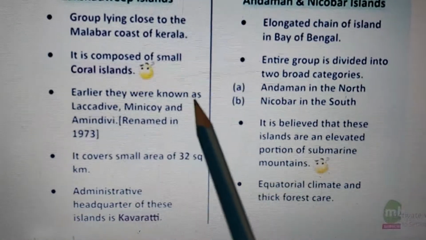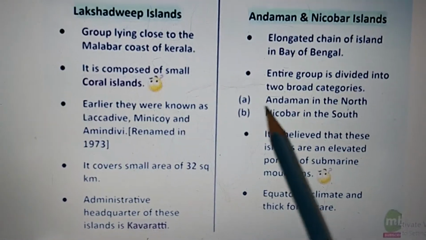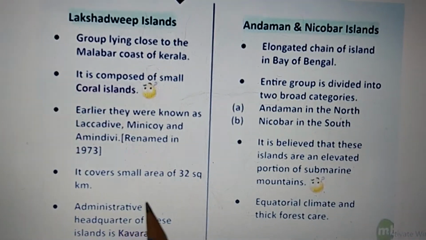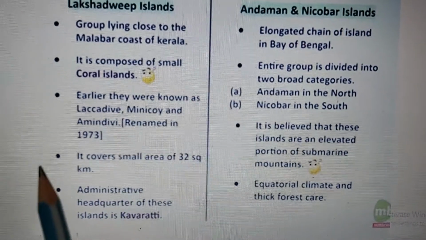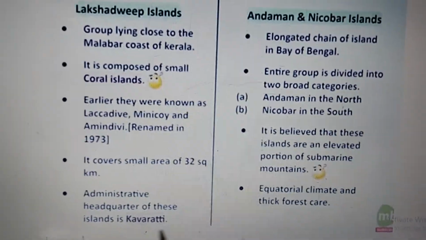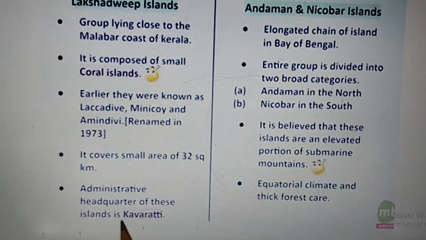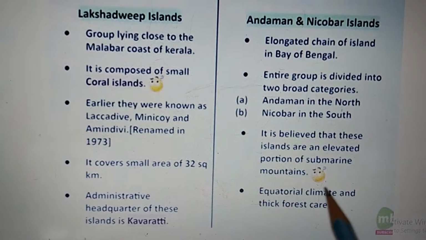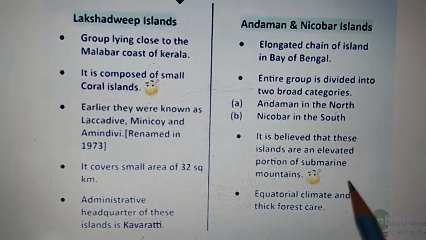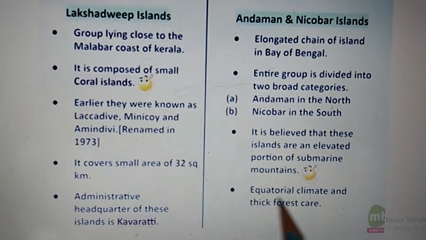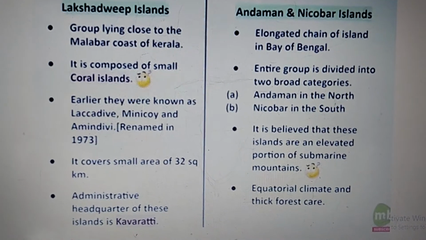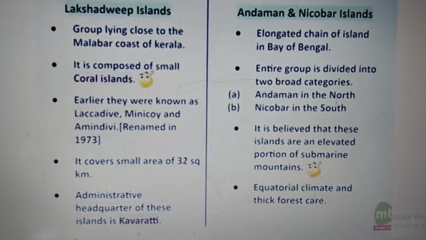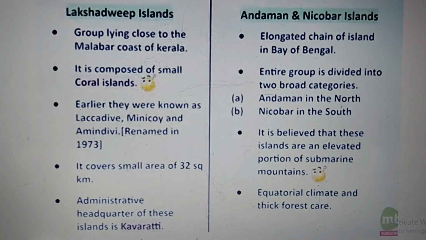Earlier they were known as Lakshadweep, Minicoy, and Amandeep. Here they are divided into two categories. In the north they are called Andaman, in the south they are called Nicobar. It covers a small area of 32 square kilometers. Small islands, these are much bigger islands. The administrative headquarters here is Kavarati, and here there is an equatorial climate, close to the equator. That means it's very hot during the day. By afternoon it rains, and because of that there is thick vegetation and forest cover. So this is all about Andaman and Nicobar Islands, and with this we finish the chapter on the physical features of India.